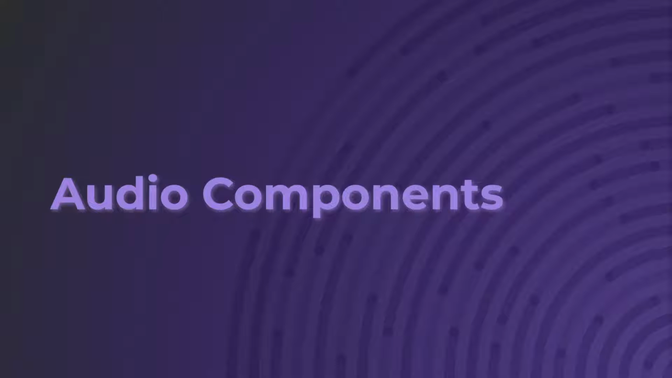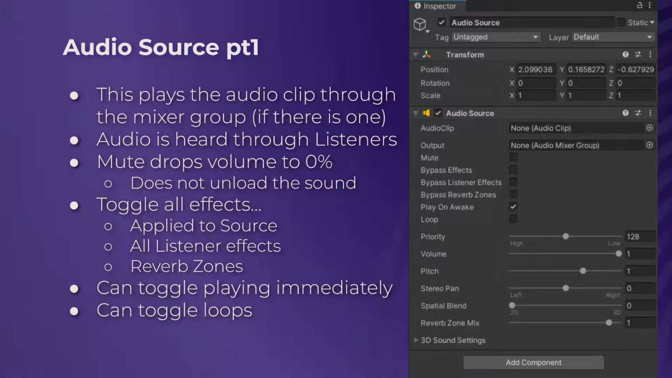Alright, now on to audio components. This is the stuff that will be in the inspector that you can just add on to things. What we're mainly going to be looking at here is the audio source component, which is the main thing you're going to be dealing with. As expected, this is the source of audio. This will play the audio clip through the mixer group. Basically you just drag in an audio clip, drag on a mixer group, and it will play that clip through that group. And it's got to be picked up somewhere. It's heard through audio listeners, which we'll get to in this section.